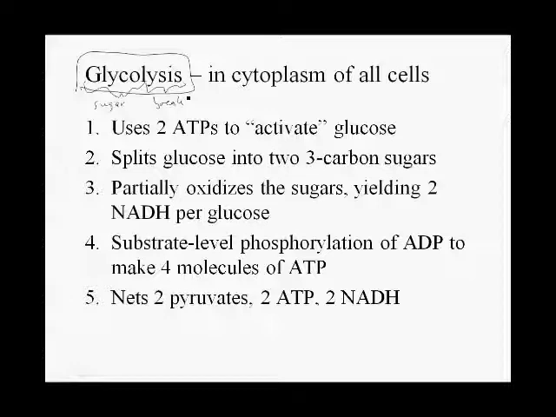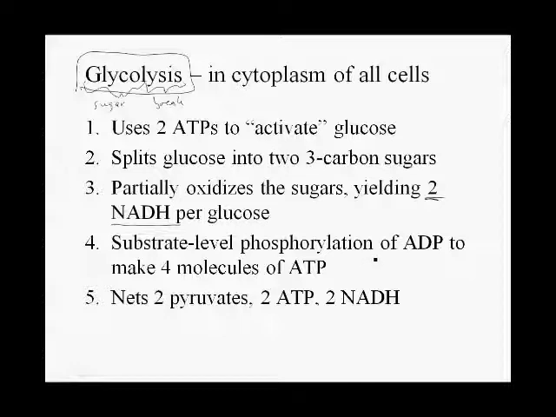These 2 3-carbon sugars then are partially oxidized during the second half of glycolysis. And the electrons go to NAD plus to make NADH. So each 3-carbon sugar makes 1 NADH. Starting with glucose, then, we have 2 NADH per glucose molecule.